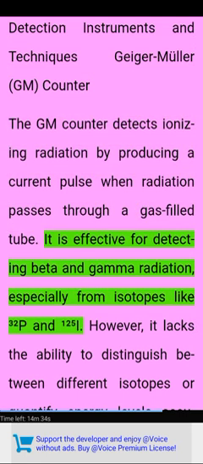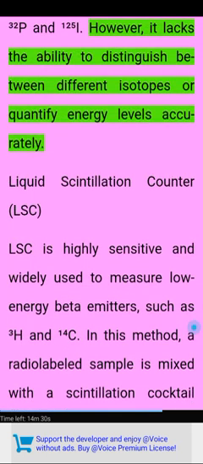It is effective for detecting beta and gamma radiation, especially from isotopes like ³²P and ¹²⁵I. However, it lacks the ability to distinguish between different isotopes or quantify energy levels accurately.